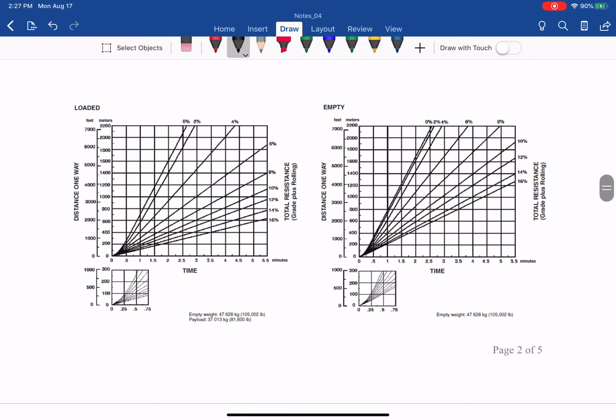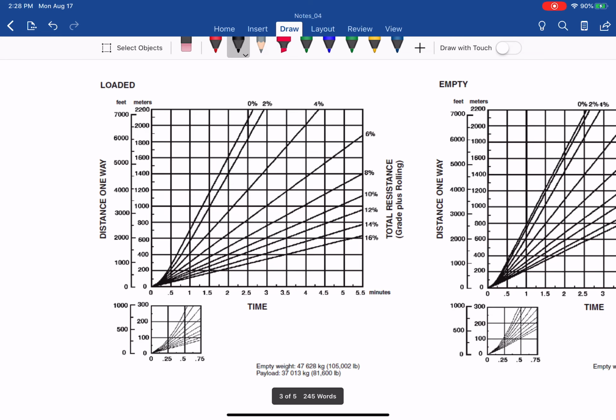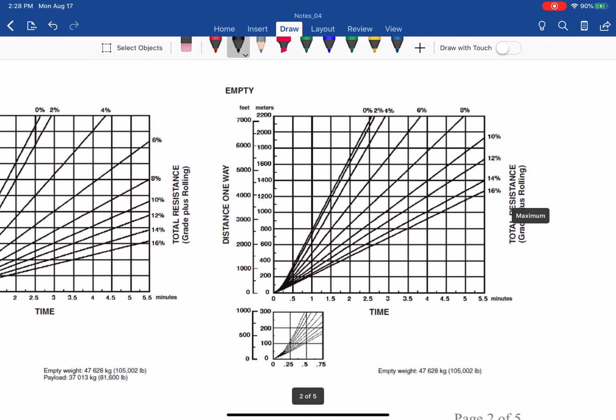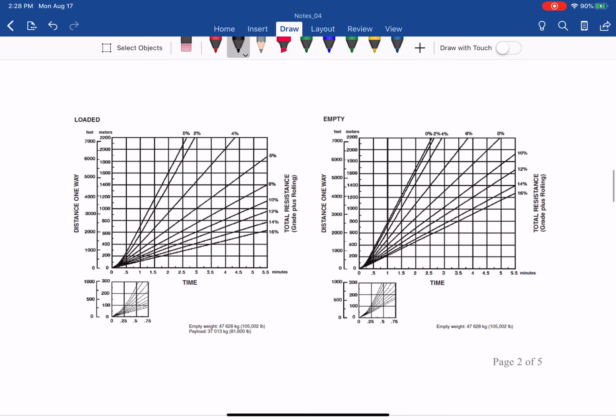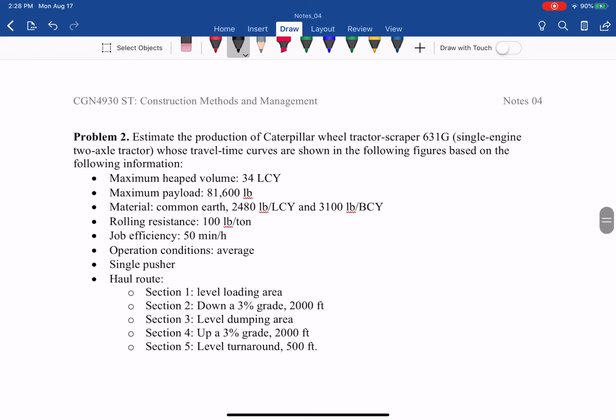Basically, this is the travel time curve for two scenarios. The first is when the scraper is loaded, and the other is when it is empty, returning to the original excavation area to load material again. And we use a different curve for each scenario, as I mentioned. So that applies to problem 2.